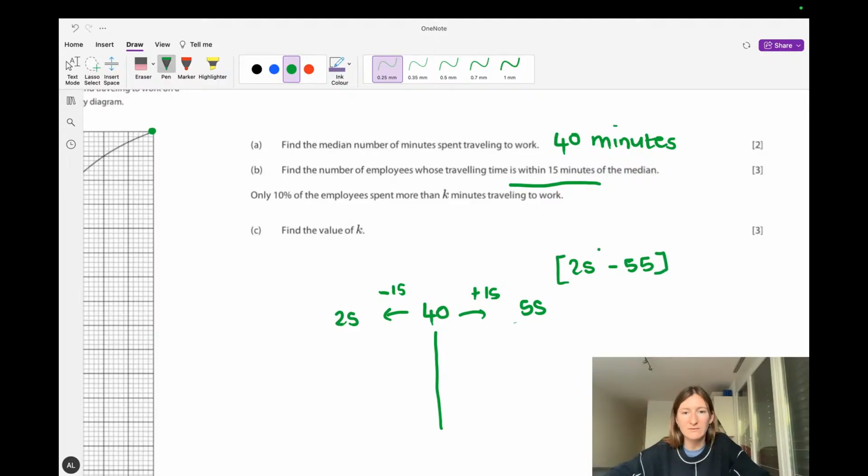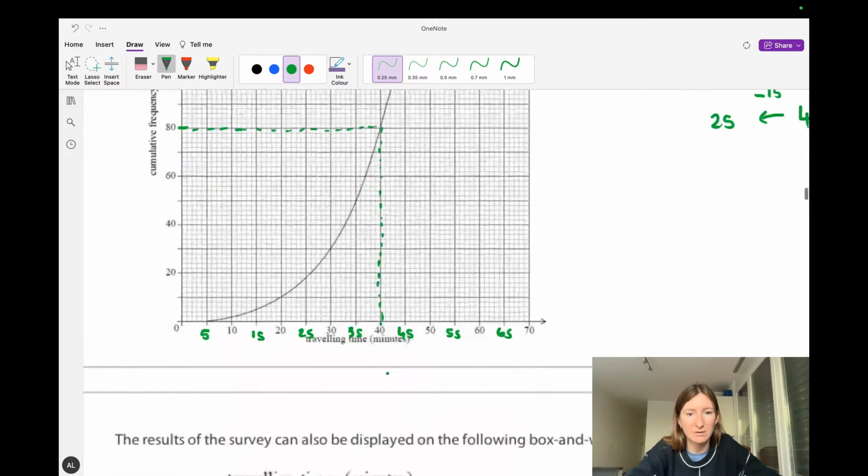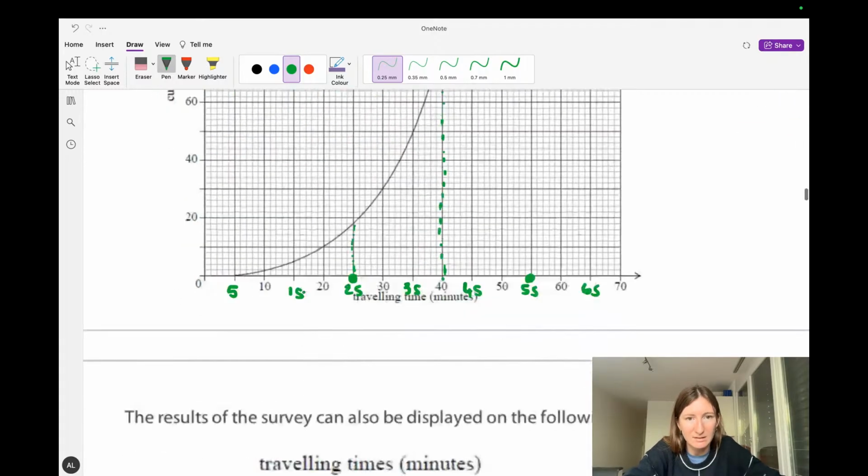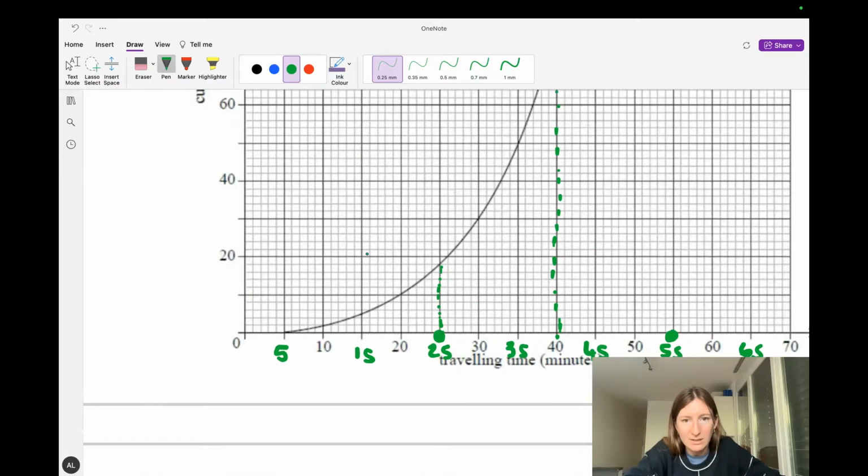So we need to read these values because we want to know the number of employees. So we're going to work backwards. Let's go at 25 and 55. Let's mark those off. So here's 55, and 25 is there. So let's read off 25. See, this is where we need to be exact. 25 is there, and that is going all the way across.